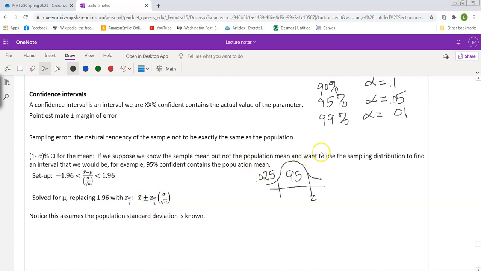Z with a subscript, I can't remember if I mentioned this before or not, but z with a subscript, I'll put it as A right now, is the value of Z with A as the probability to the right.